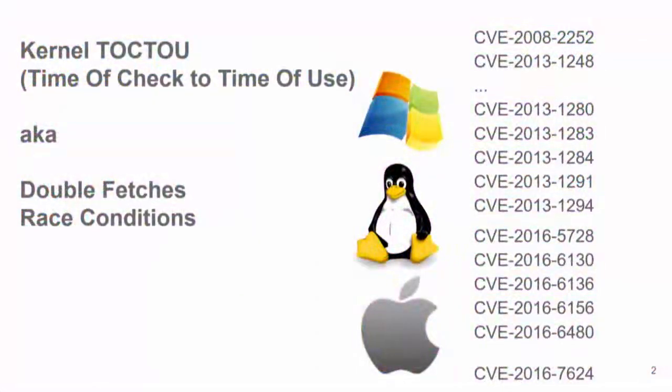TOCTOU stands for time of check to time of use. I think maybe you've heard of that. It's not a new vulnerability; it has existed for probably 2 or 3 decades, and it has many different forms. The one we're going to talk about in this presentation is the one that happens in operating system kernels. Sometimes kernel TOCTOU is also known as double fetches, sometimes race conditions. And here is a list of some of the CVEs in recent years, just to show that it's a real threat.